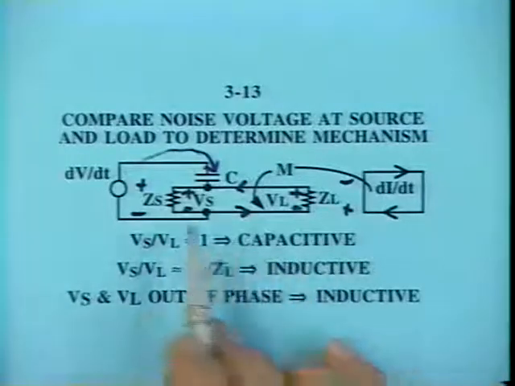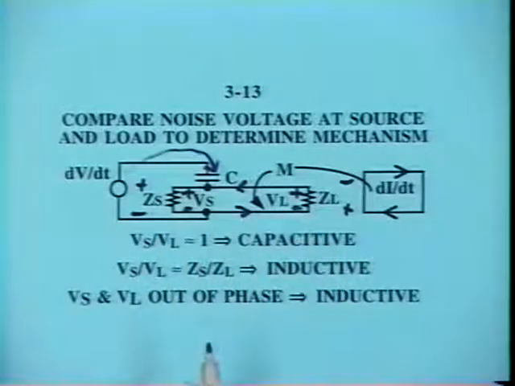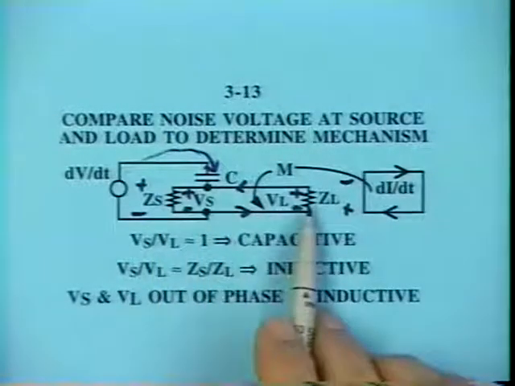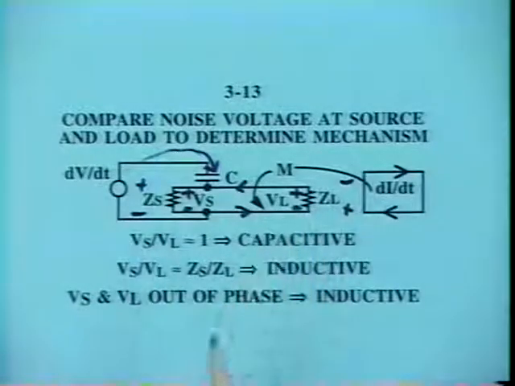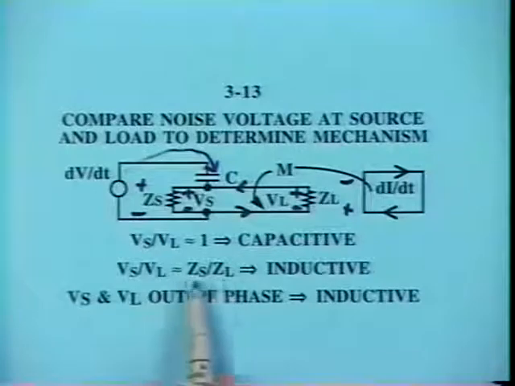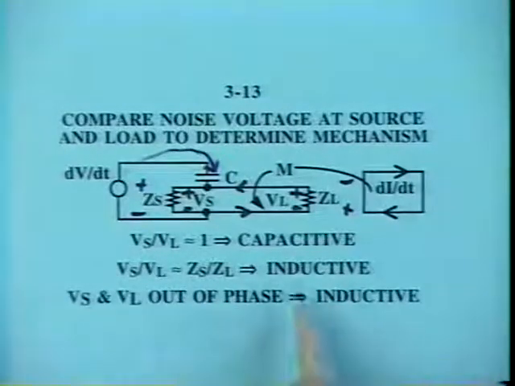So if the voltage at the two ends of the circuit are nearly equal and in phase, it's more likely capacitive coupling. If the voltage at the two ends, this is noise voltage, at the two ends of the circuit are substantially different, and that's associated with the impedances being different at the two ends, then that's a pretty good indication that it's an inductive coupling problem.